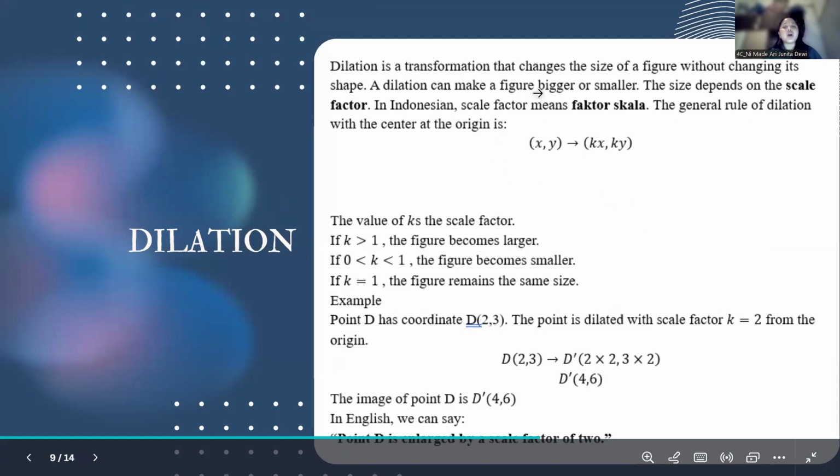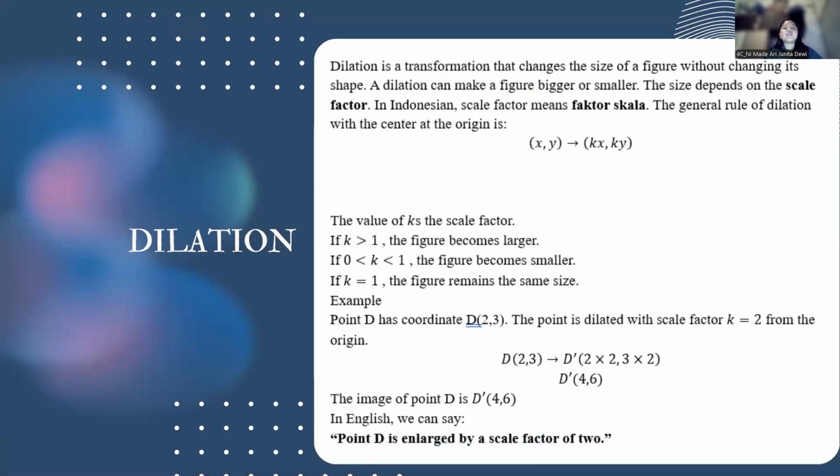The general rule of a dilation with the center at the origin is this, where the value of k is the scale factor. If k is greater than 1, the figure becomes bigger. If k is between 0 and 1, the figure becomes smaller. If k equals 1, the figure remains the same size.